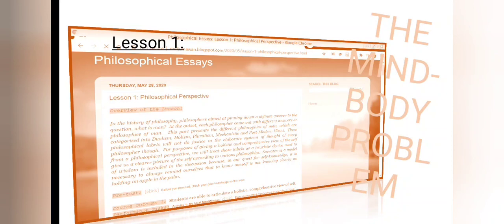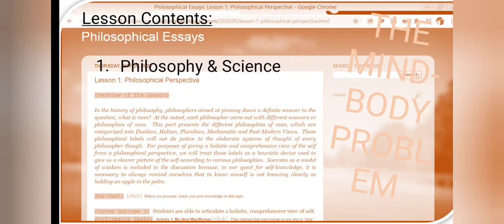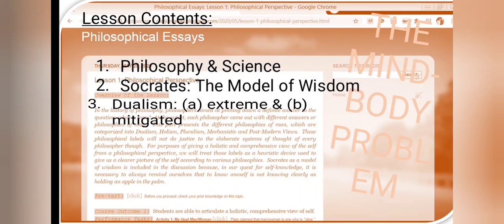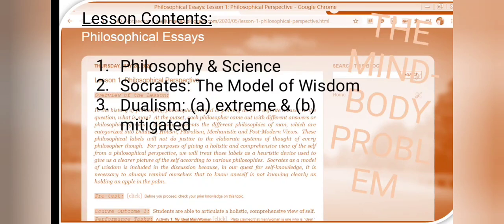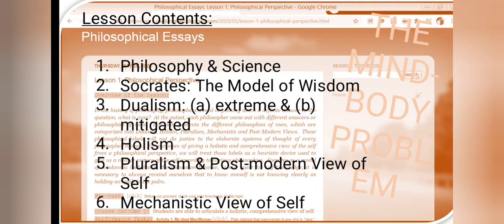Now we'll be discussing the lesson 1 of the course, which is about the philosophical perspective. Under this lesson, we are going to discuss the following topics. First, philosophy and science. Second, Socrates, the model of wisdom. Third, dualism, which has 2 forms, extreme and mitigated. The fourth, holism. Fifth, pluralism and postmodern view of self. Then the last, mechanistic view of self. In this video clip, we'll focus our discussion on the first, about philosophy and science.